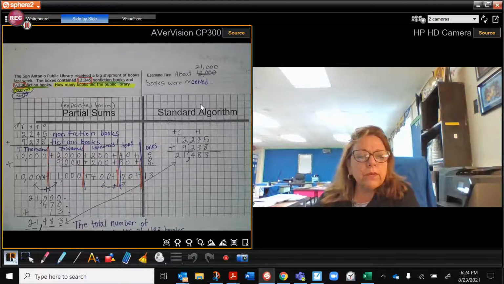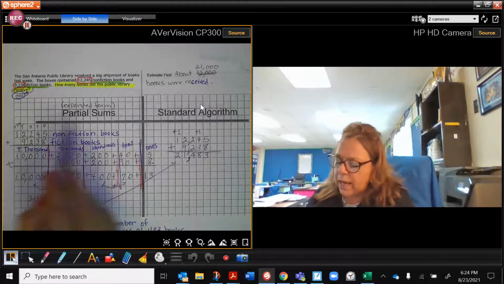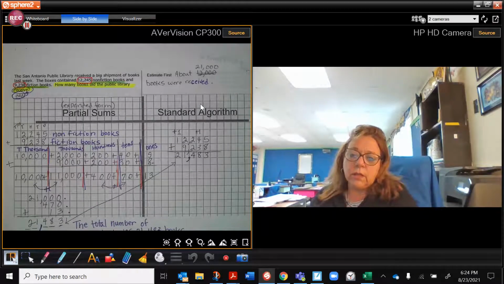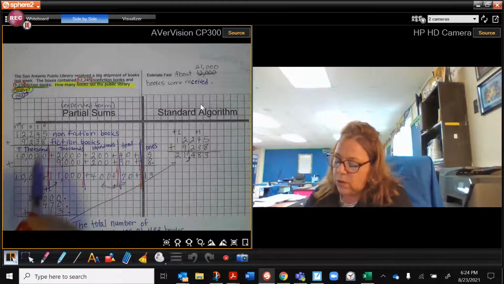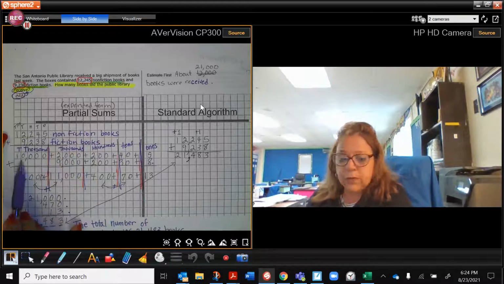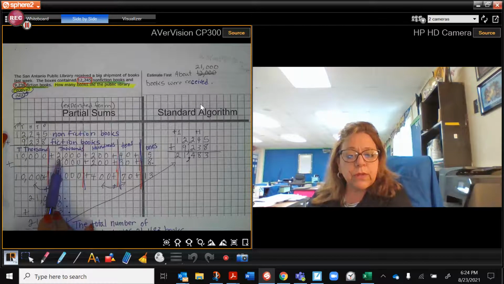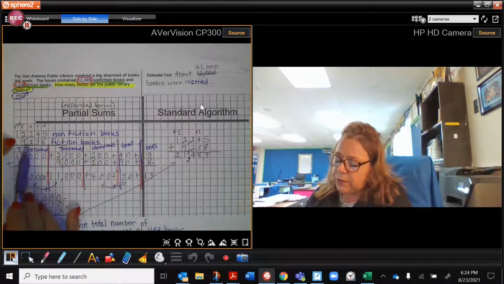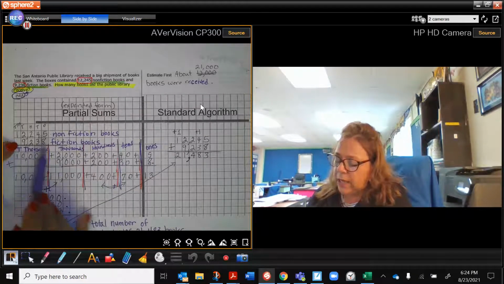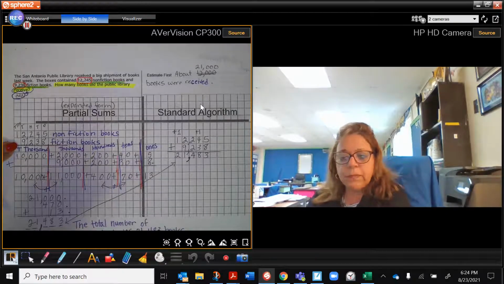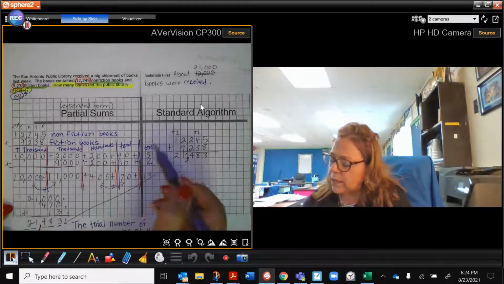We said that we were going to be expanding these and then adding those up, which will give us parts of the answer to get us to the total answer. So we took the 12,245 and broke that down to 10,000 plus 2,000 plus 200 plus 40 plus 5. We took the 9,238 and broke that into 9,000 plus 200 plus 30 plus 8. Then we took the ones and added that up.